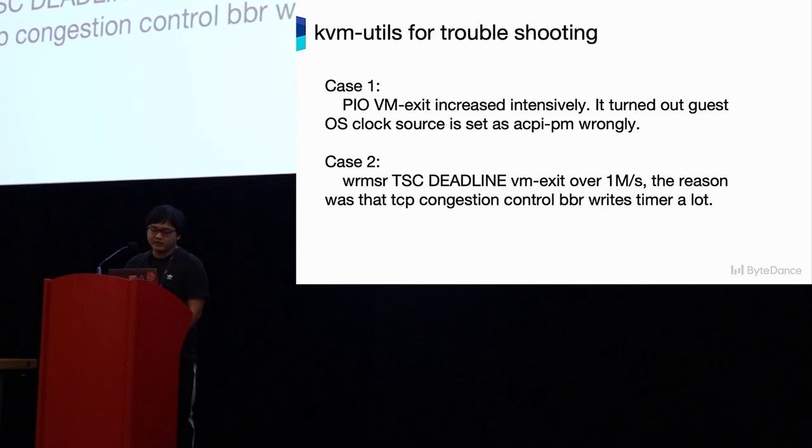The second case: WRMSR TSC deadline VM exits were over 1 million. The reason was that the TCP congestion control BBR writes the TSC deadline frequently. After changing to Westwood, the performance got a great improvement.